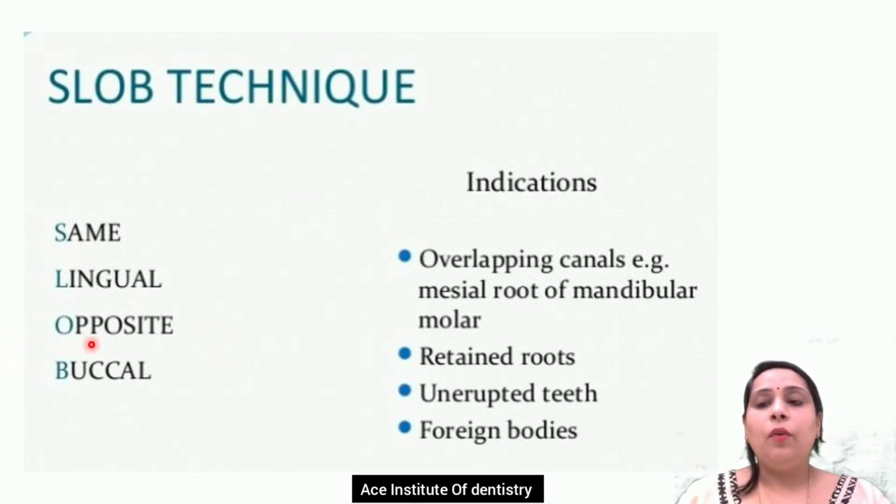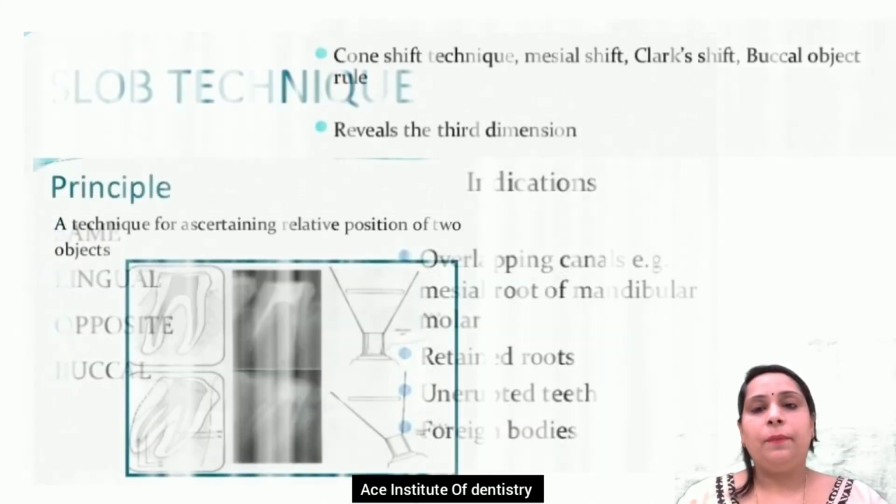Okay, same lingual opposite buccal. This is the technique, and it is usually, as we have just discussed, for mandibular molar RCs. Okay, and retained roots, unerupted teeth, and foreign bodies. These are the indications for the slob technique.